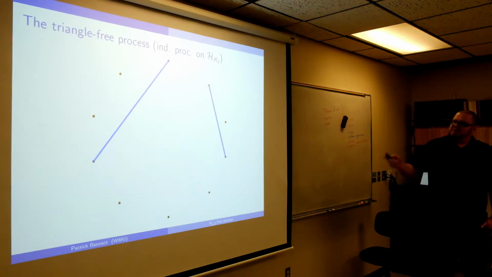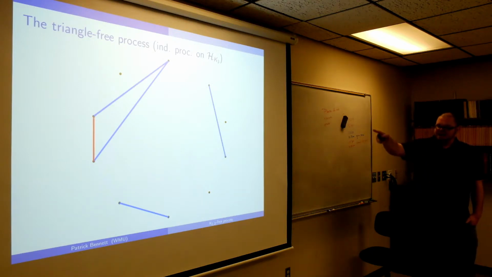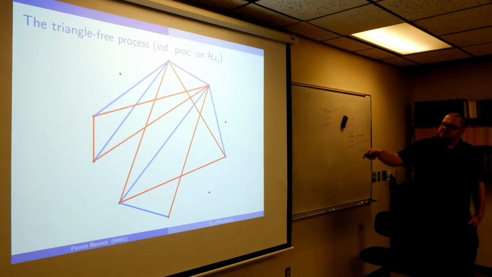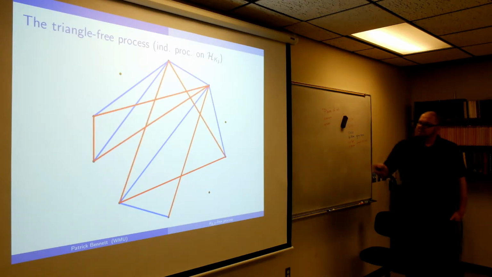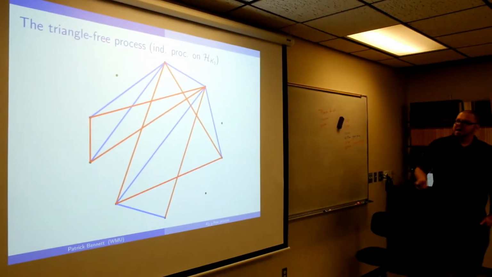And then, well, for my next choice, there was no danger of creating a triangle, so I just pick a random potential edge and turn it blue. And I keep going. Okay, so now there's some potential danger, so this will turn red. And yeah, so you guys probably get it. I'll click through. And you run until every edge is either blue or red.